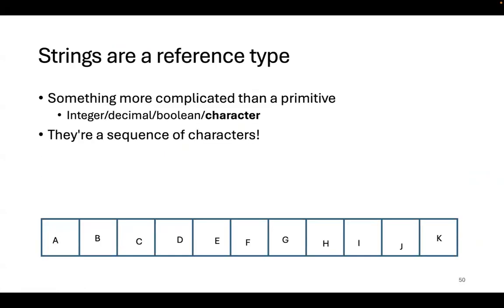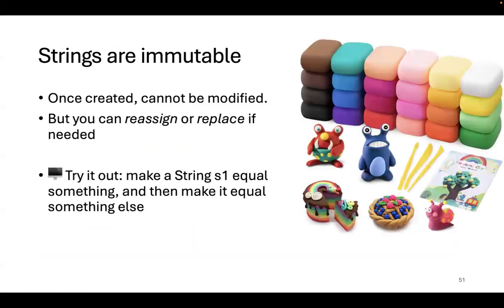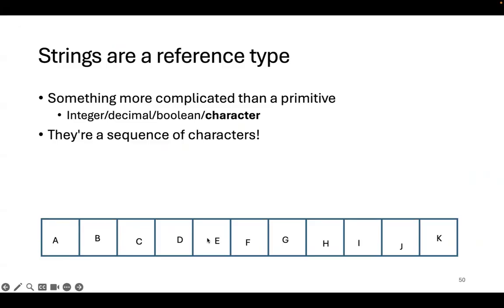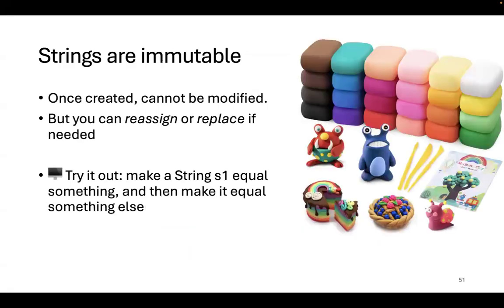So strings are a reference type. They're a sequence of characters. So each spot in a string, so this is the letters A through K, each spot in a string is just an individual character. They're immutable, which means once we create it, we can't modify it. So even though they're a sequence, we can't just swap one of the letters out. We have to create a whole new string with that letter swapped. So we can reassign string variables or replace them with new information if we need to.